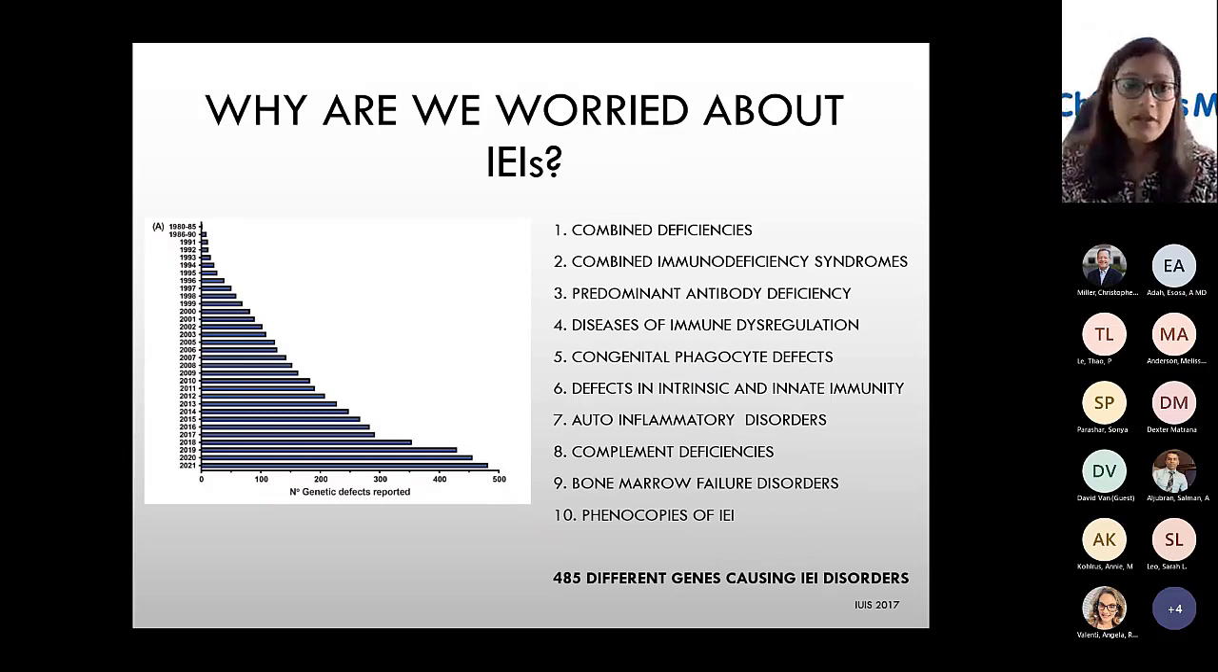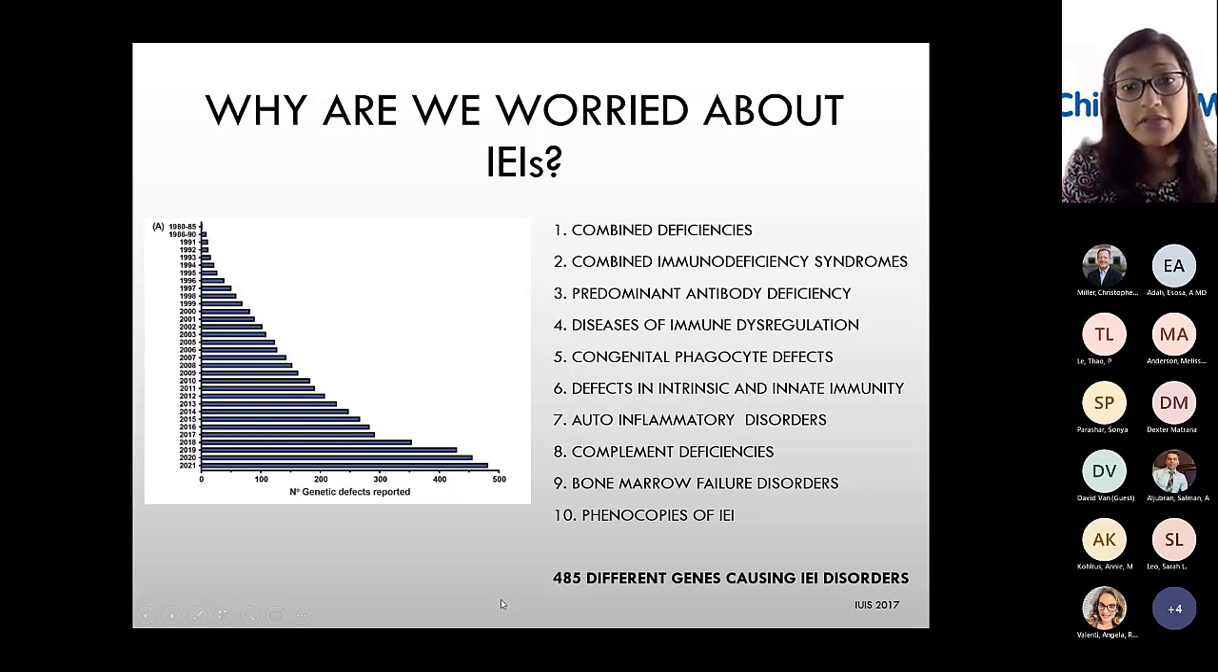So then why are we worried when we are thinking of recurrent infections? Why are we worried about inborn errors of immunity? So as this figure shows, over the last several years, lots of inborn errors of immunity were discovered. But as you see, there is an exponential rise in the last few years, to the point that we are at 485 different genes that can cause inborn errors of immunity.